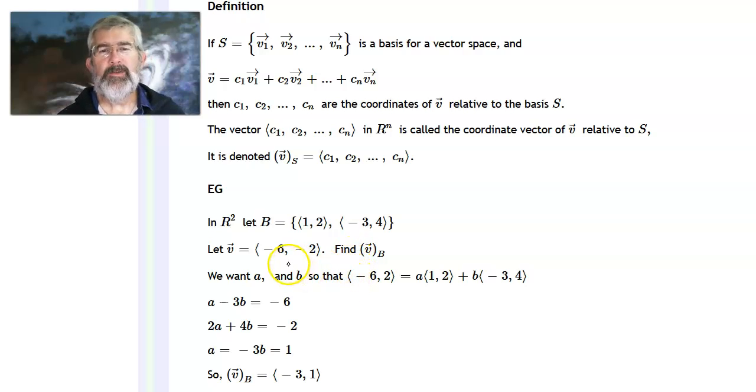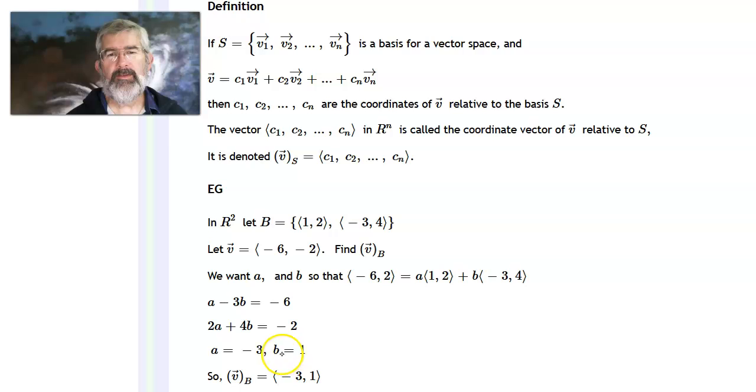Anyway, in order to find the coordinate vector here, I need to realize, how do I make this vector a linear combination of those two? So I need to find two numbers, a and b, so that this vector is a times the first one plus b times the second one. And well, one vector equation in R2 is two real number equations. So the first component, the -6, has to equal a minus 3b. That's this first equation. And then the second component, the -2, has to equal 2a plus 4b. So there it is. There's a system of two equations and two unknowns. Once you've chosen your favorite method of solving, you'll find that a equals -3 and b equals 1.